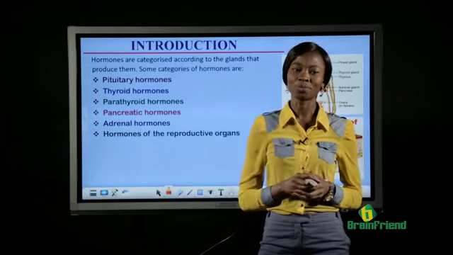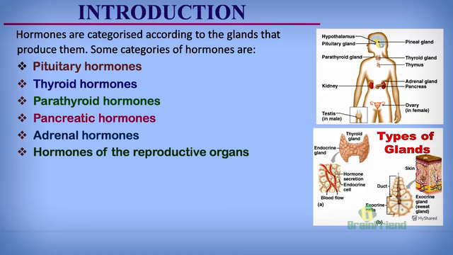What then is a hormone? Hormones are chemical substances, or we can call them chemical messengers, that are secreted by endocrine glands, and they stimulate certain cells and tissues of the body into action. We say they stimulate their target organs into action. We looked at different categories of hormones. We said hormones are categorized based on the glands that secrete them.